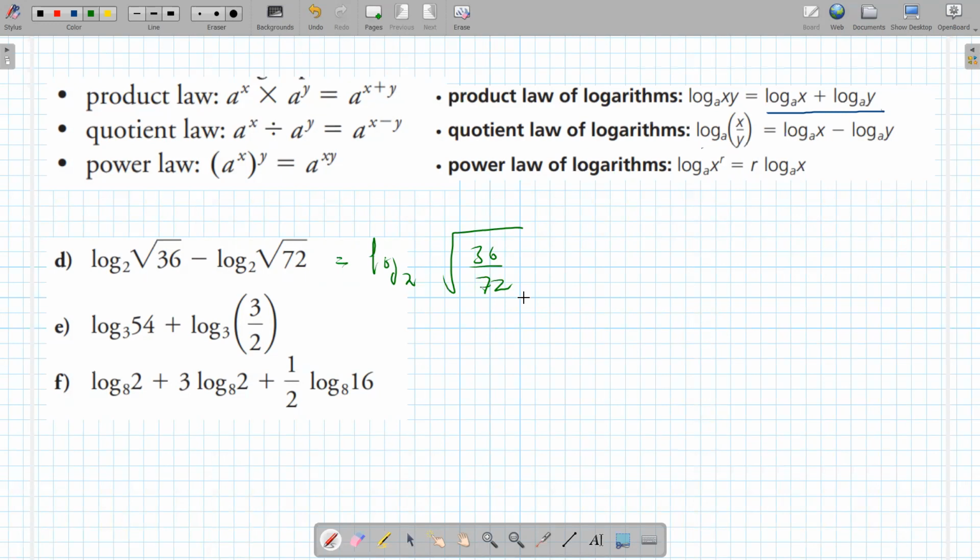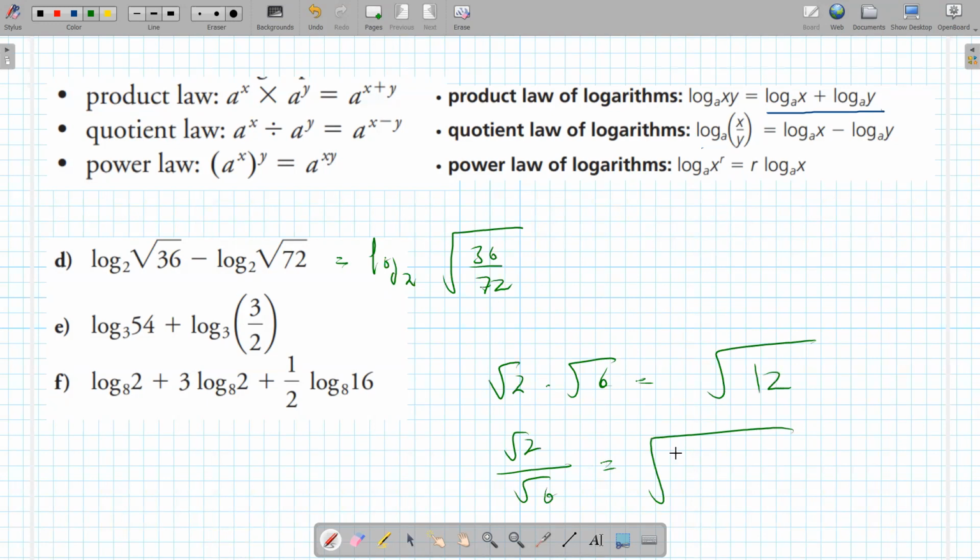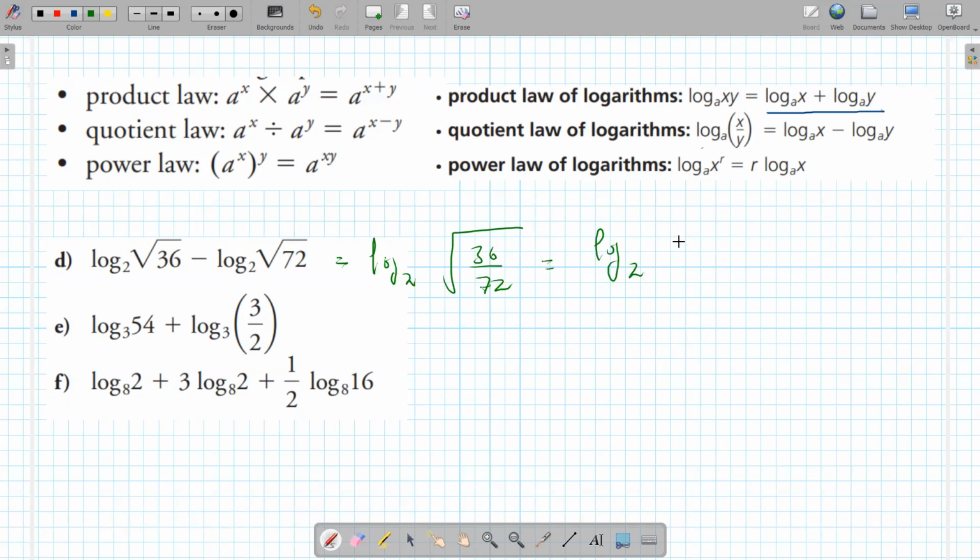The answer is yes. You can combine roots only if you're multiplying or dividing them. Like root 2 times root 6 is root 12. If you're dividing them, root 2 over root 6 becomes 2 over 6, like that. So here, 36 and 72, we're going to combine them. It's going to be 1 over 2. Yeah. What do we do from here?